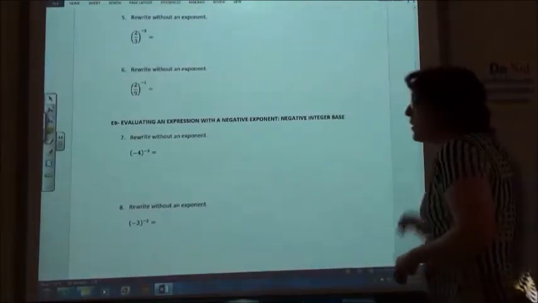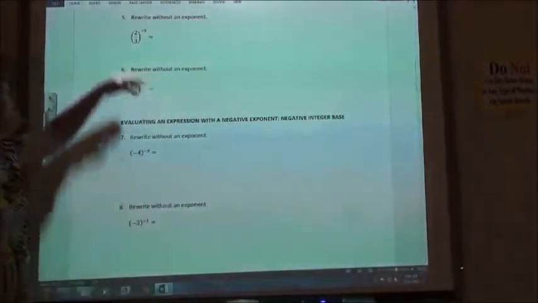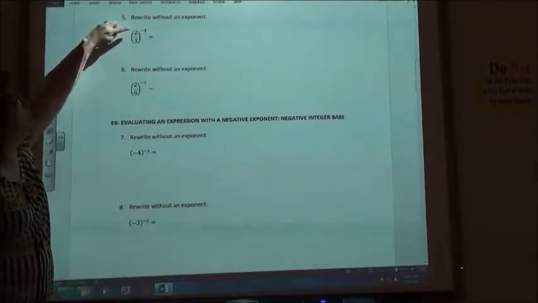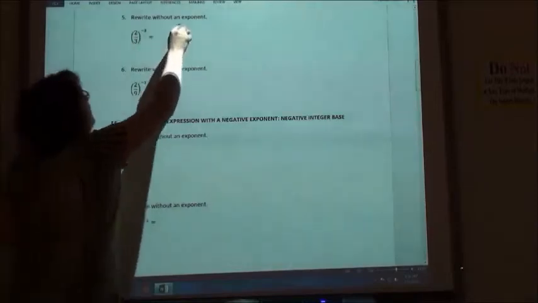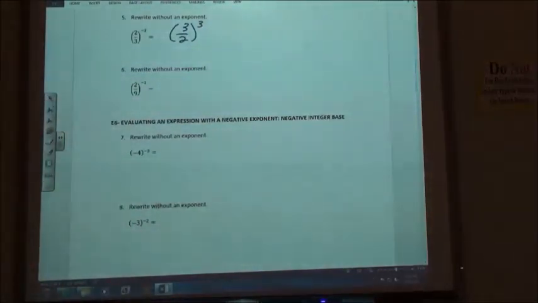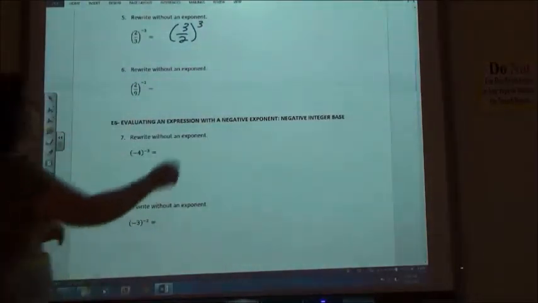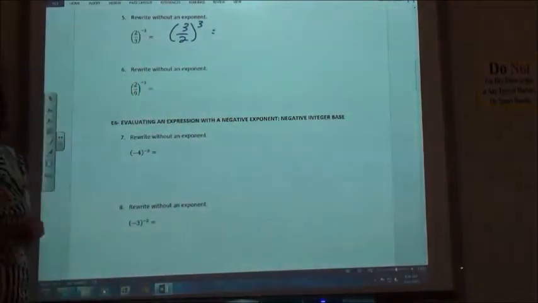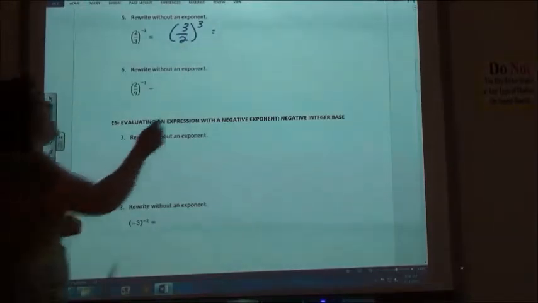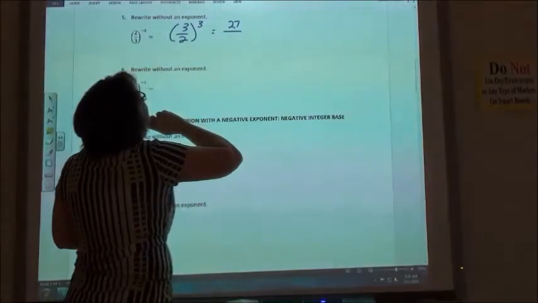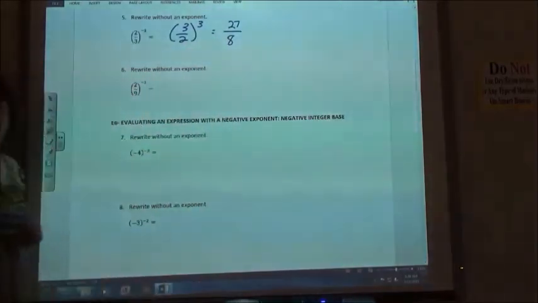So number 5, if I want to do 2/3 to the negative 3 power, if I'm not doing it with my calculator, since my exponent is negative, I do the reciprocal of my base. The reciprocal of 2/3 would be 3 over 2, and then that makes my exponent a positive 3. Now I just cube both of my numbers. 3 to the 3rd power would be 27, and 2 to the 3rd power would be 8. So I would have 27 over 8.